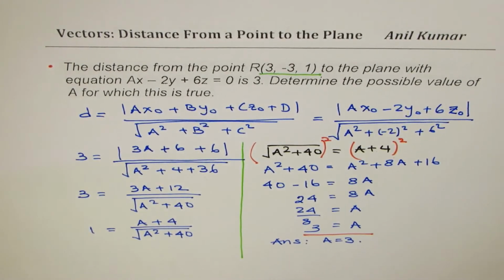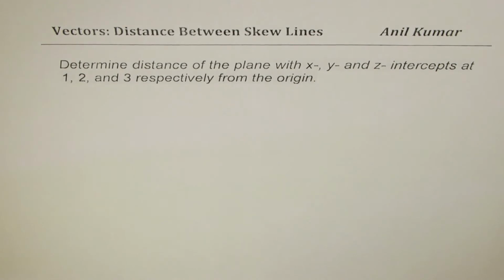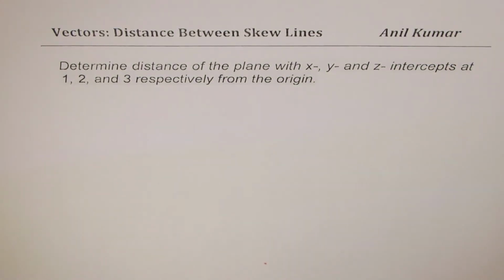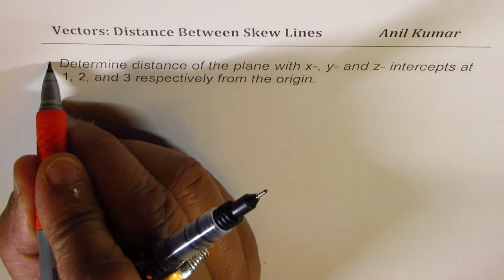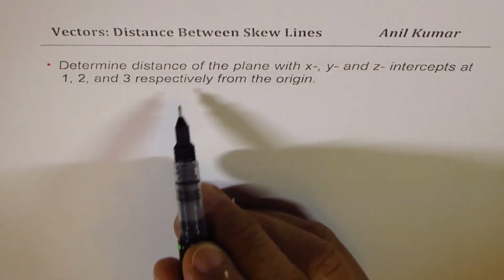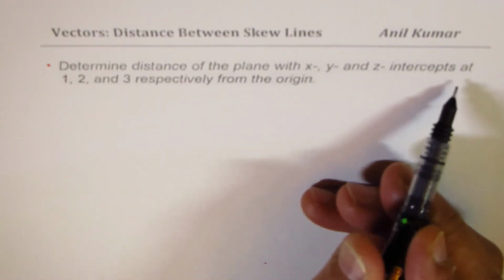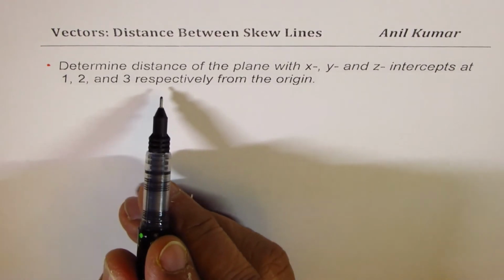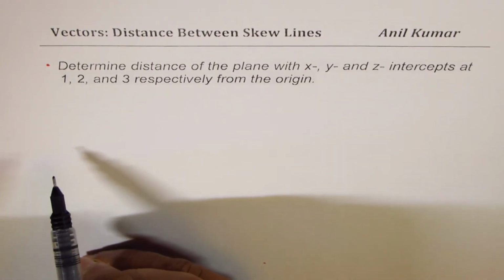Now let's take up the last question. I hope the steps are absolutely clear. The last question here is, we need to determine the distance of the plane with x, y, z intercepts at 1, 2, and 3 respectively from the origin.